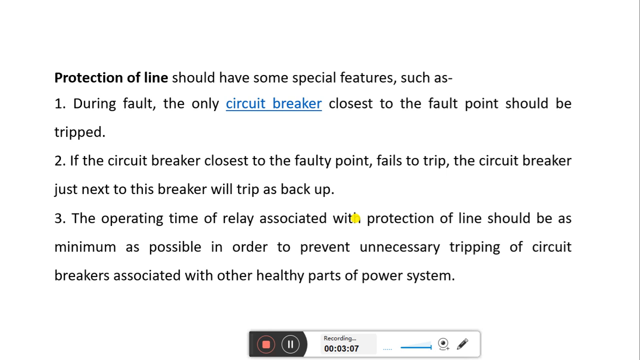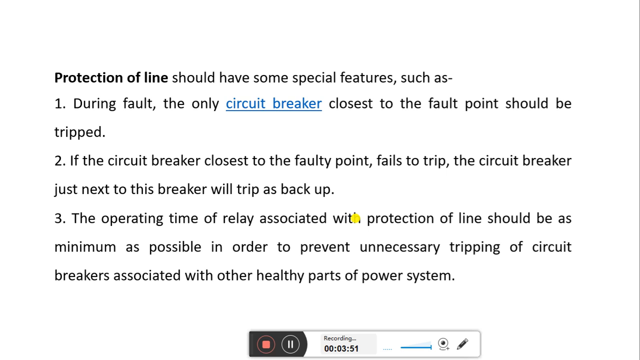So let us say the protection of lines should have some special features. If you are talking about the transmission lines, protection of lines should have special features such as: during a fault, only the circuit breaker closest to the fault point should be tripped. It is but natural that the circuit breaker placed very near to the fault must be tripped first. If the circuit breaker closest to the faulty point fails to trip, the circuit breaker just next to it will trip as a backup.